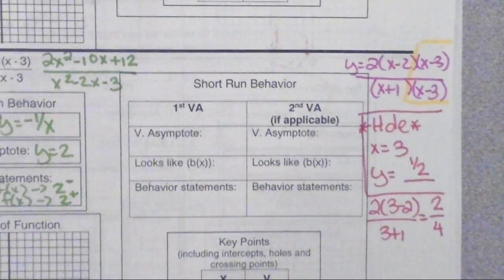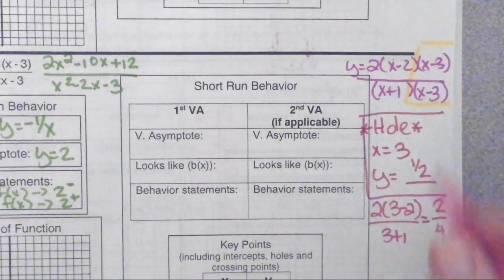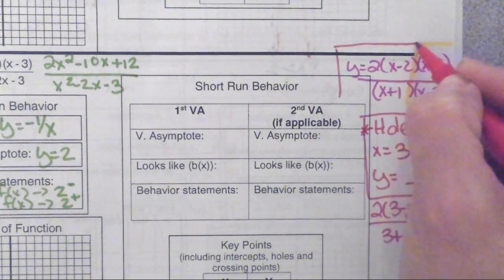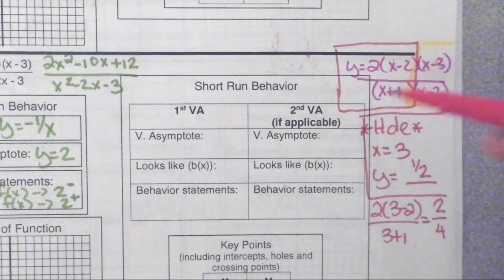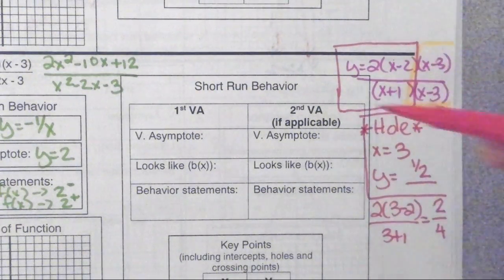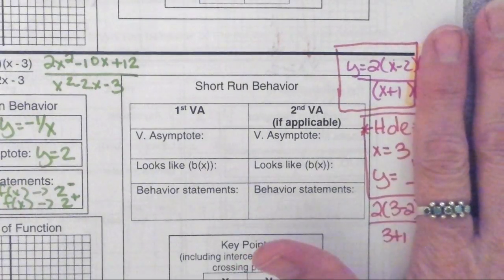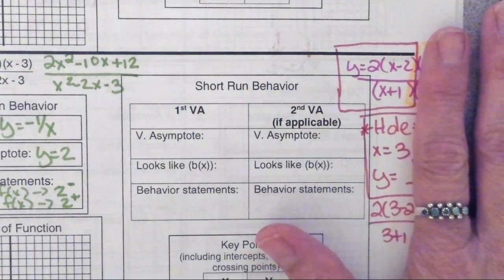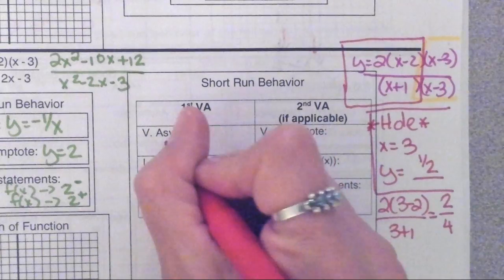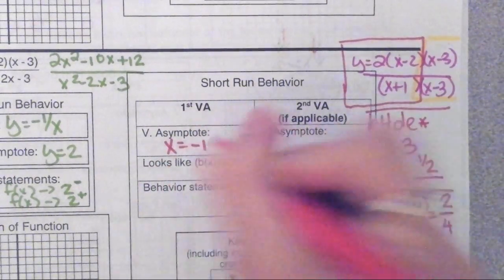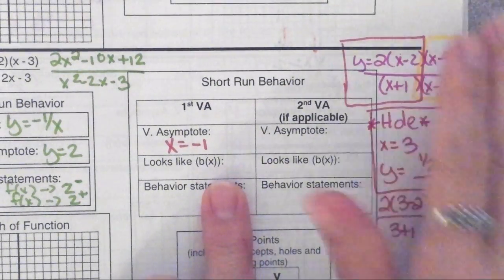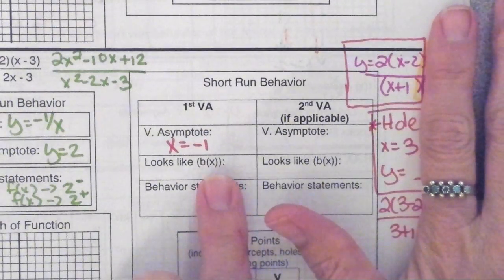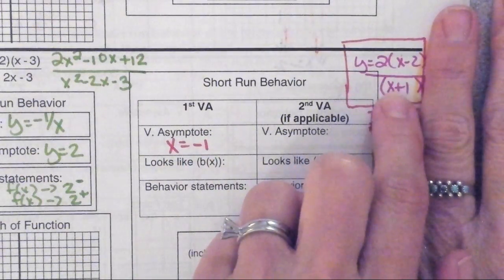Everything else that you do on short run is only going to be using this part of the equation right here. You ignore where the hole is now. I'm only going to focus on this piece now. So if I'm only focusing on that piece, how many asymptotes will I have vertically? 1. So we're going to have an asymptote at x equals -1. Okay, to figure out what it looks like, I told you earlier, you have to go plug in -1 everywhere but in this one spot.